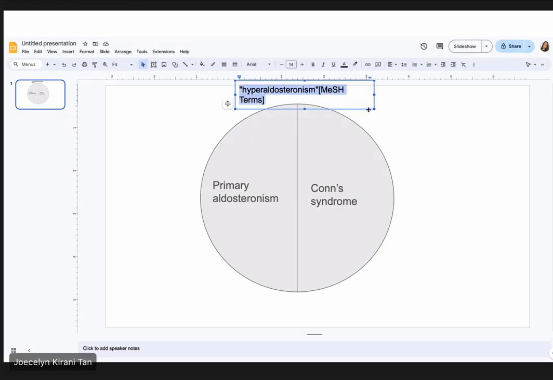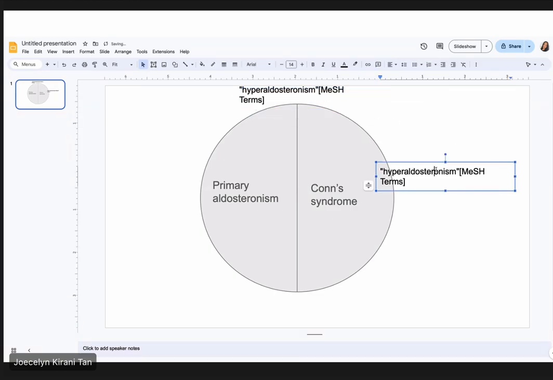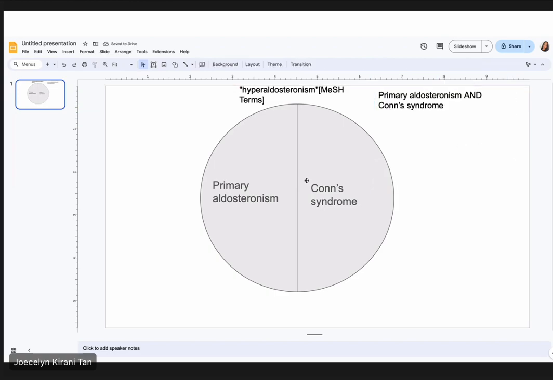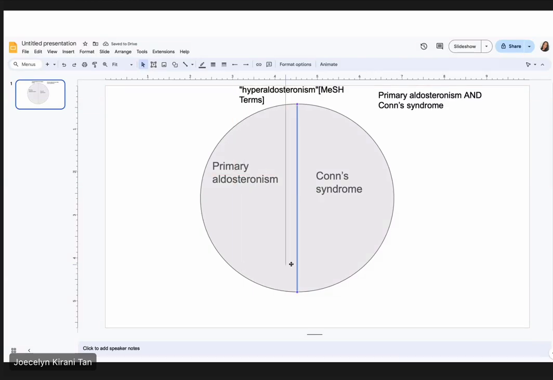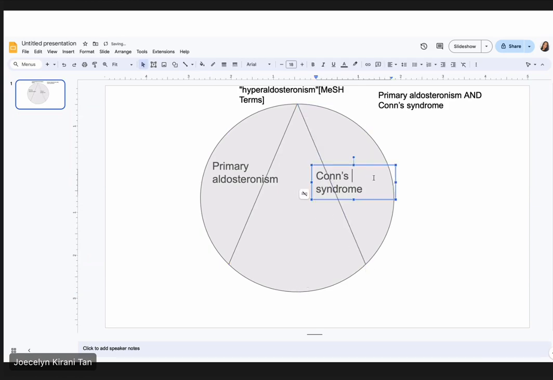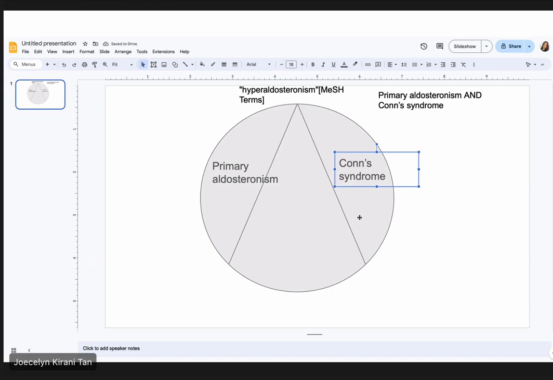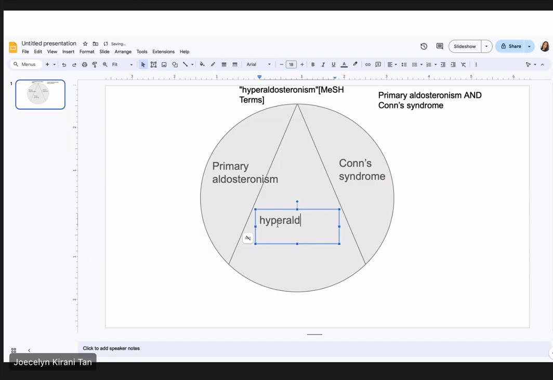If you type this into the search box, primary aldosteronism and Conn syndrome, then theoretically it should yield the same results. But as you can see here, these two terms can also be called another thing, hyperaldosteronism. So actually, it's not just these two anymore. You have another term that you're looking at. So I actually need to add another line here to divide this circle. There's your Conn syndrome, and actually you're going to have another, hyperaldosteronism.